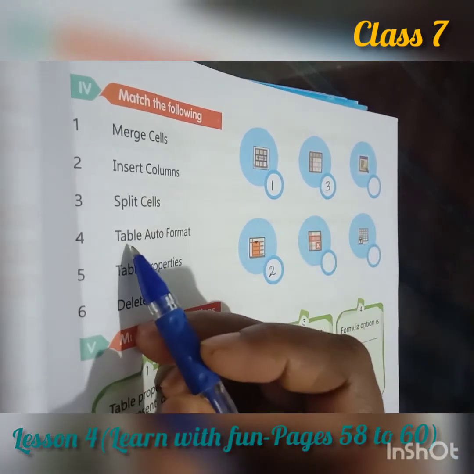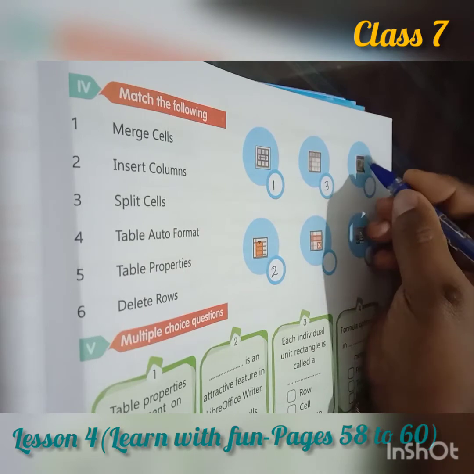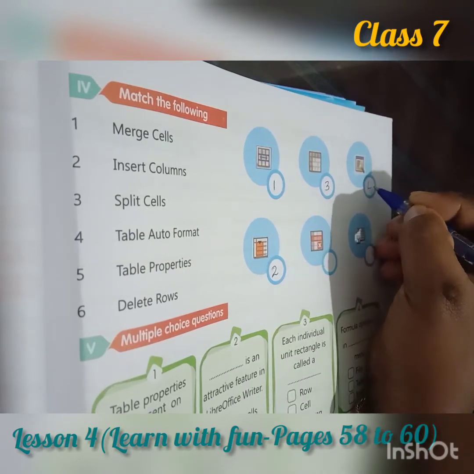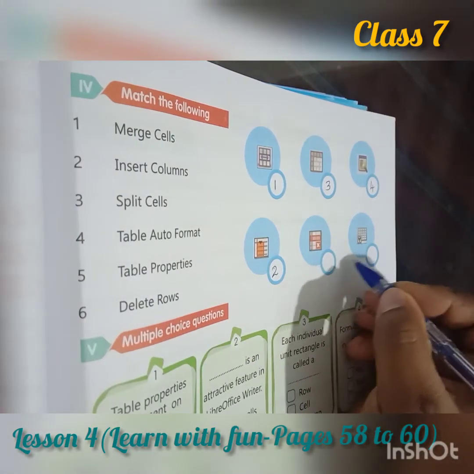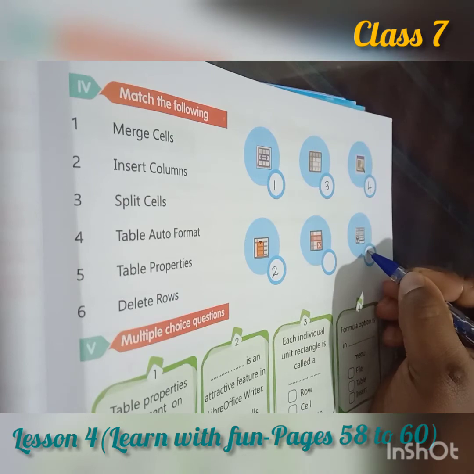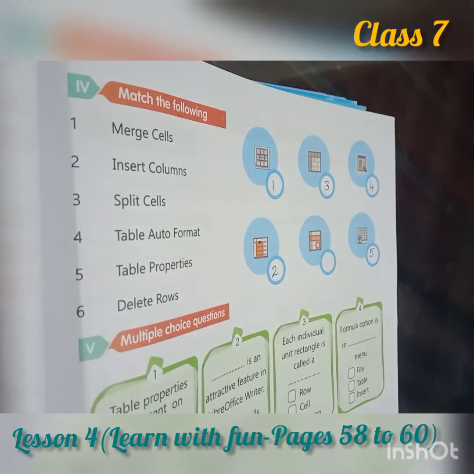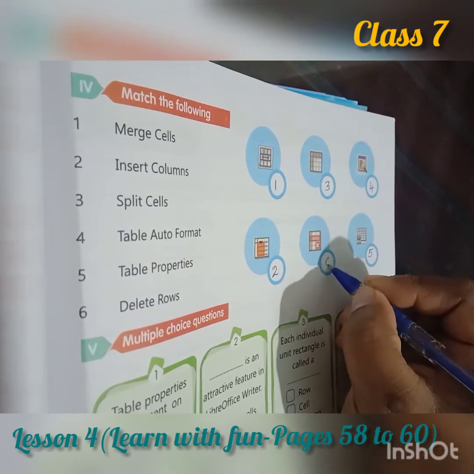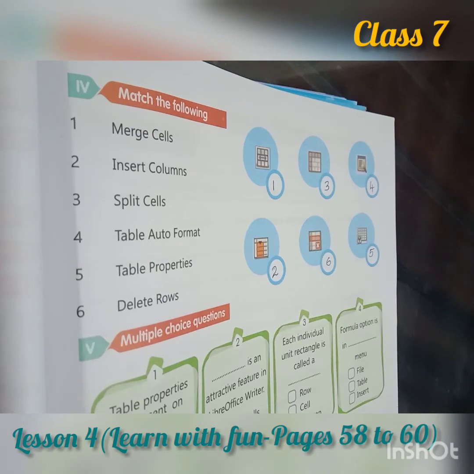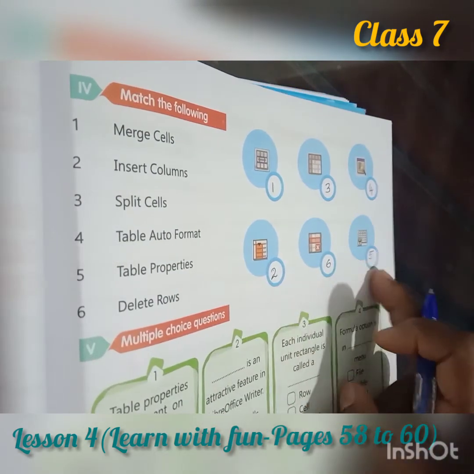Then the next one, table auto format, that is design. Here table auto format is here. Next, table properties. Table properties is this one here. Then delete rows. The delete option is there. This cross is there, no? So here, delete. Okay. 1, 3, 4, 2, 6, 5.